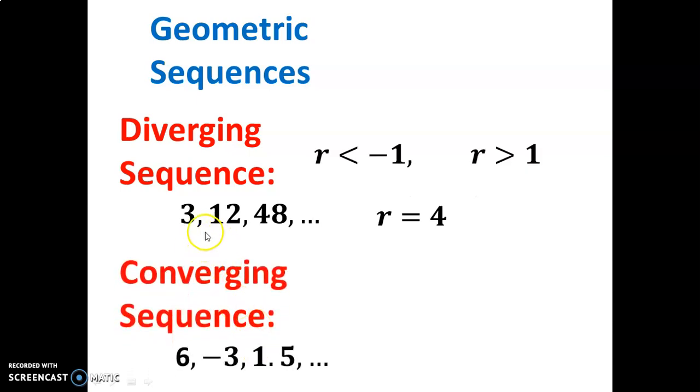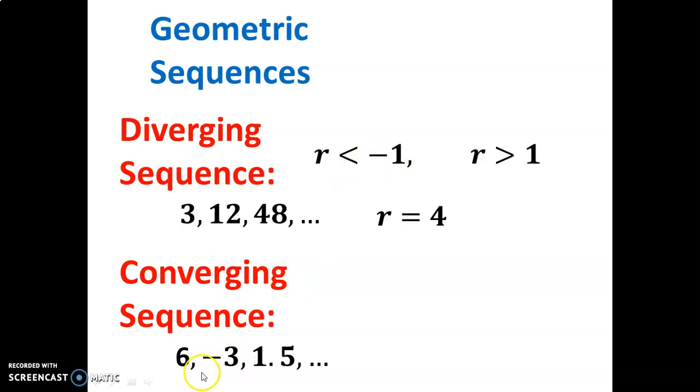In a diverging sequence, the R value, or common multiplier, is greater than 1. And we can see here the numbers as a result, the terms in the sequence grow in value. In this case, the R value is greater than 1, or also we can say it's less than -1. It can be a negative multiplier, but less than -1.